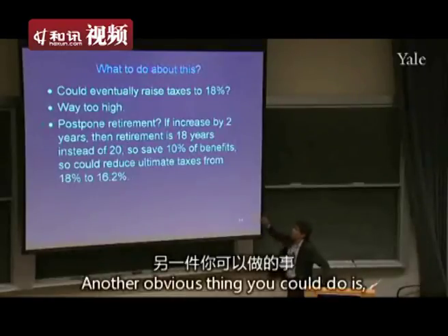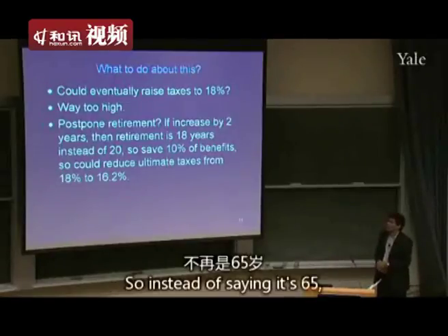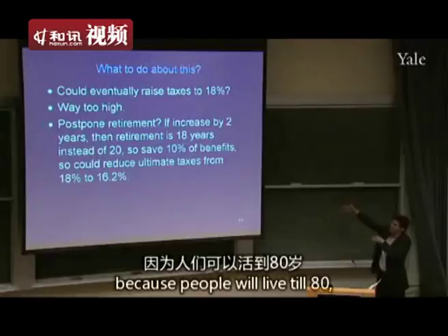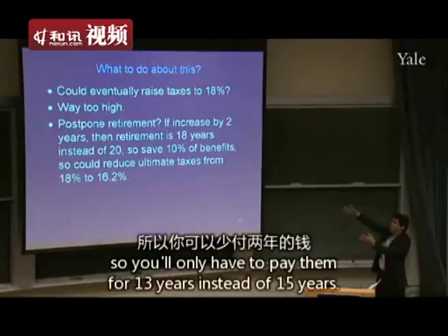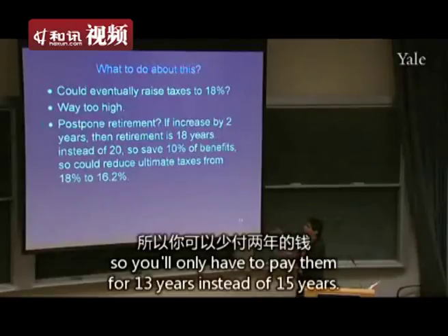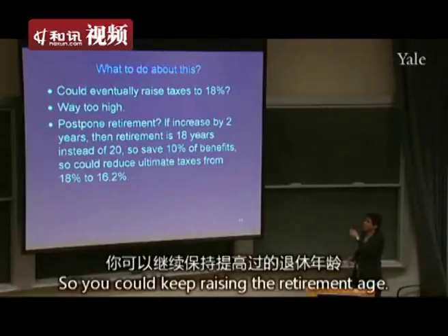Another obvious thing you could do is raise the retirement age. So instead of saying it's 65 because people will live till 80, make it start at 67. So you only have to pay them for 13 years instead of 15 years. In this example, 18 years instead of 20 years. So you could keep raising the retirement age.